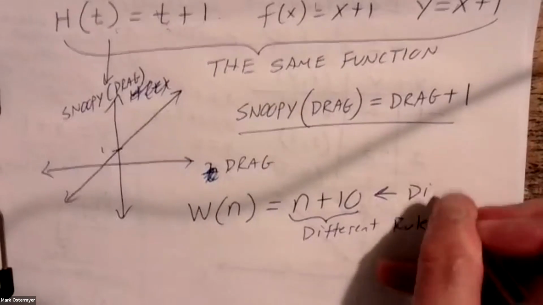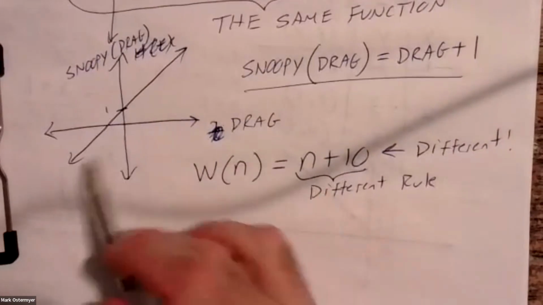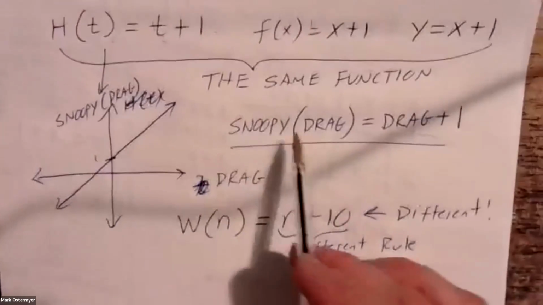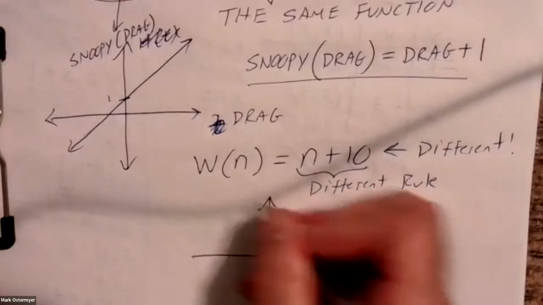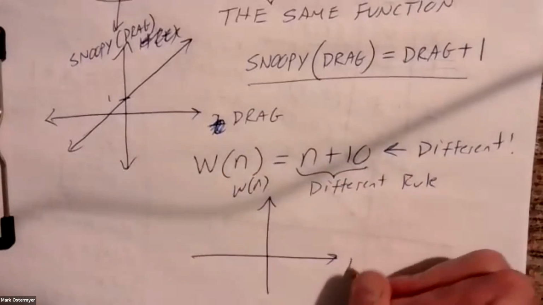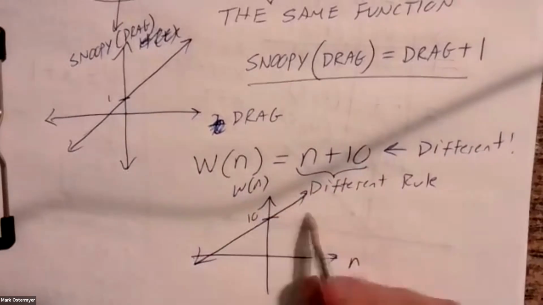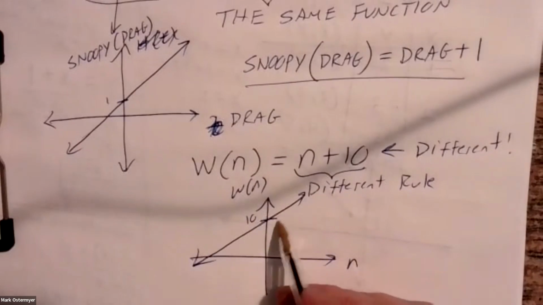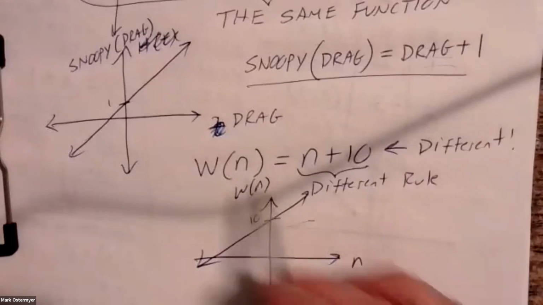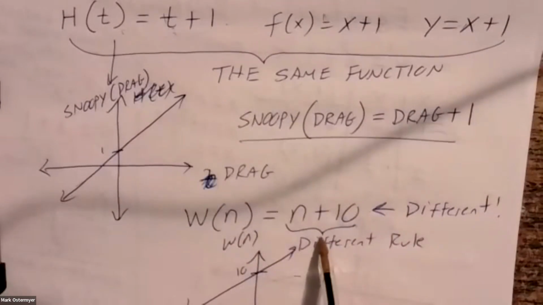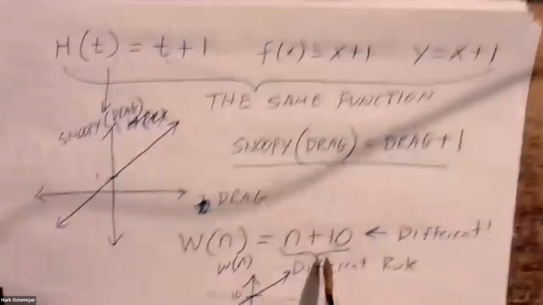It's no longer the same function. And therefore, the graph of this function would not be the same line which is generated by all these other functions. The graph of this function would be more so up here. It would go through the y-axis at 10 as opposed to going through the y-axis at 1. Different graphs because we have a different function. These functions here are all different from this one.